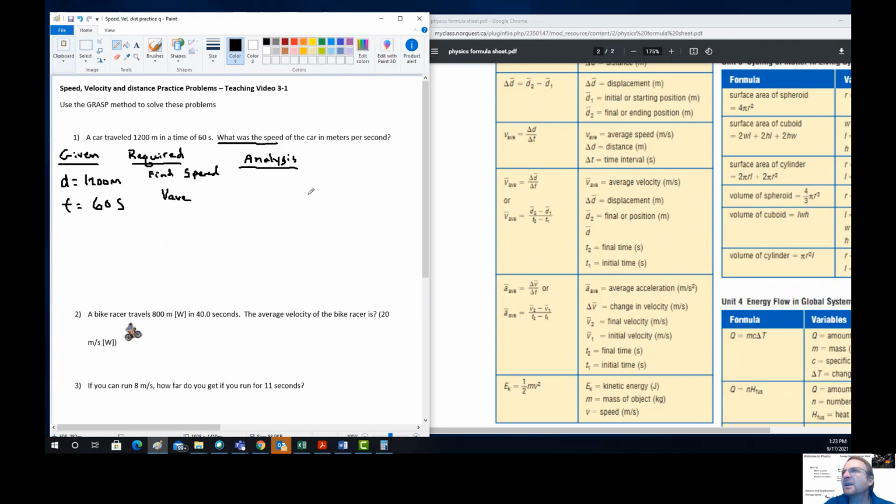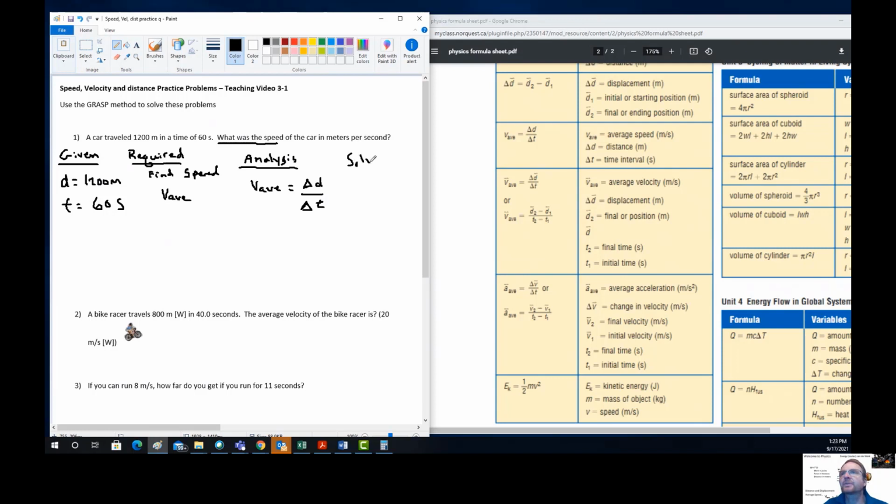To find speed, that is the formula right there. v_av equals change in distance over change in time. In other words, average speed. I need my change in distance over my change in time. Write it out and say it. That's how you learn this as well, writing them and saying them as you write it.